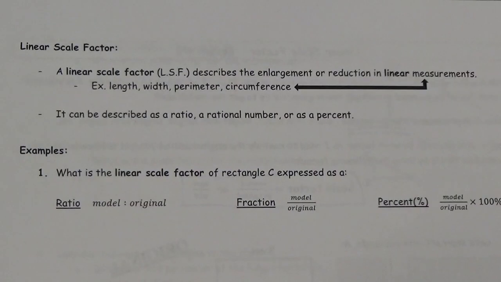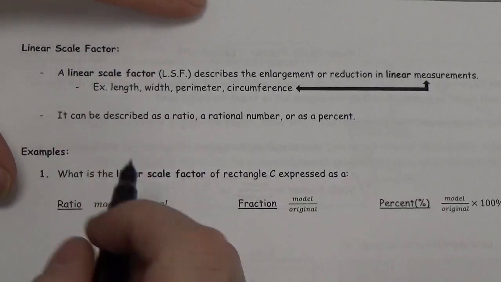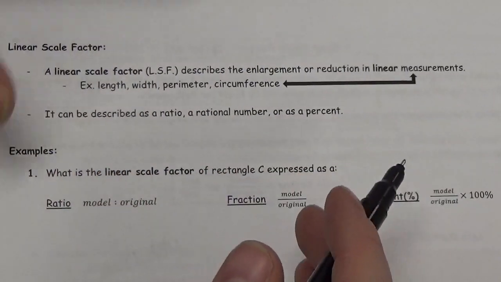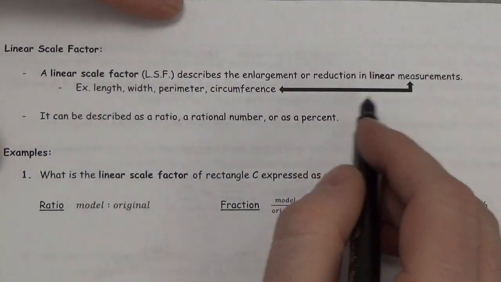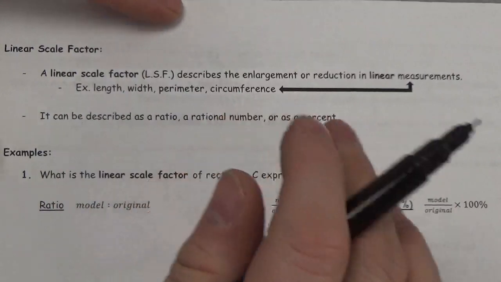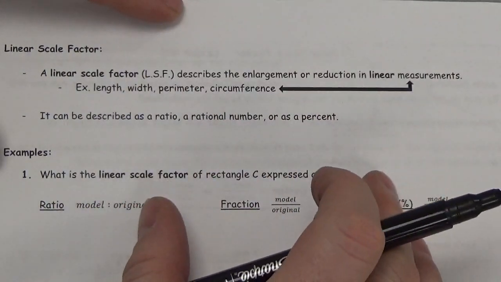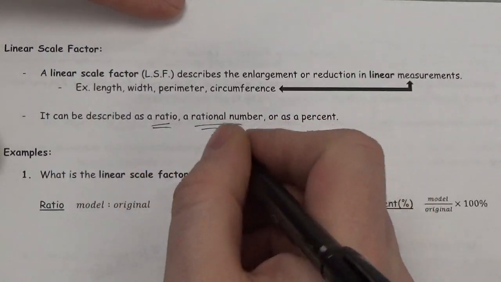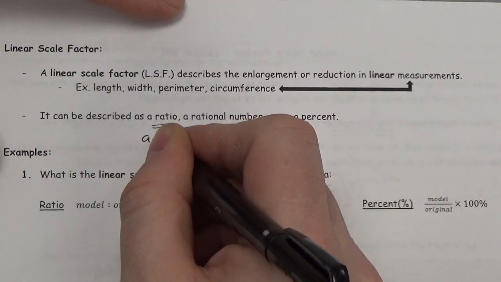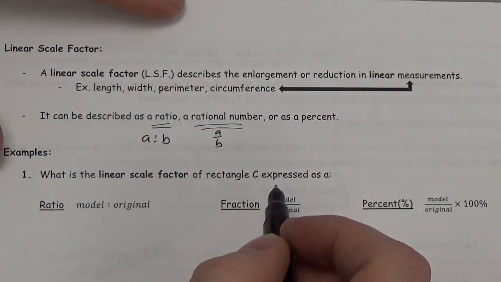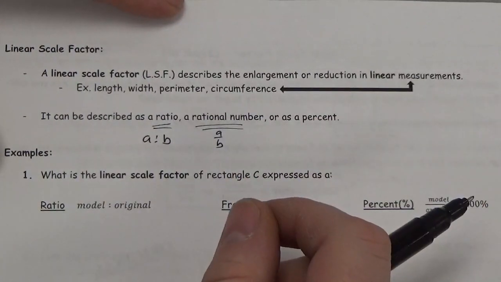Okay, so before we get into an example, just to really quickly summarize, a linear scale factor describes the enlargement or reduction in linear measurements. This is what I was trying to get at just a couple seconds ago, linear measurements. Okay, so length, width, perimeter, circumference, not area. This is not how we describe area here. And it can also be described as a ratio, a rational number, so a fraction, like A over B. Ratio would be like A to B. Or as a percent, right? We just convert the A over B into a decimal and then a percent.